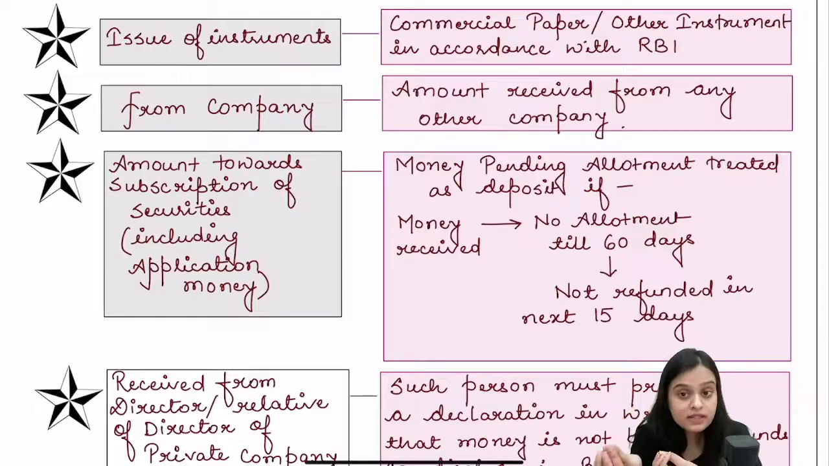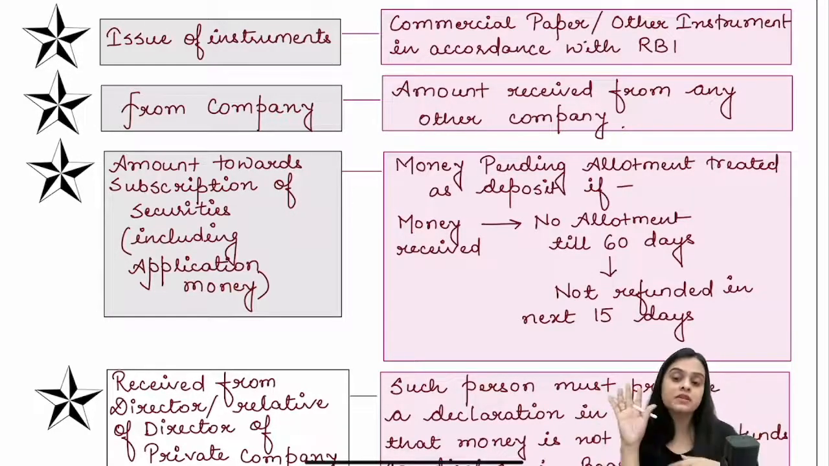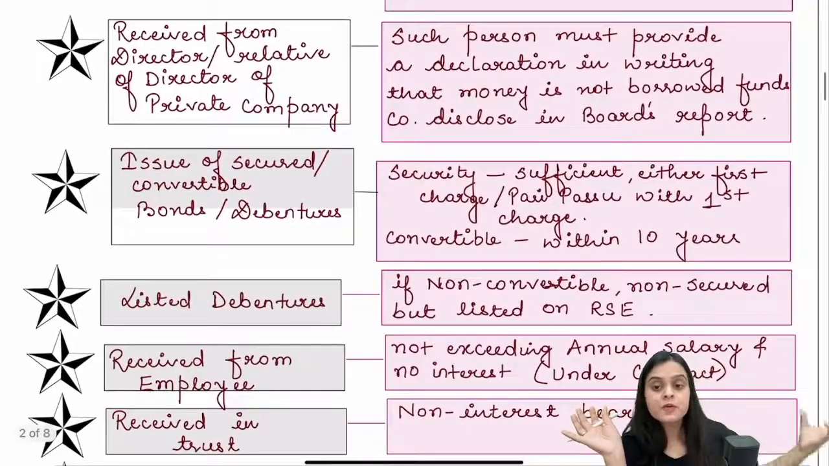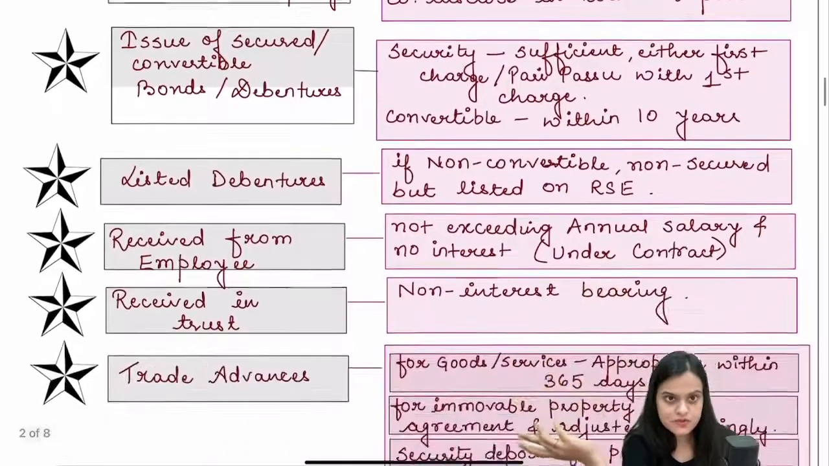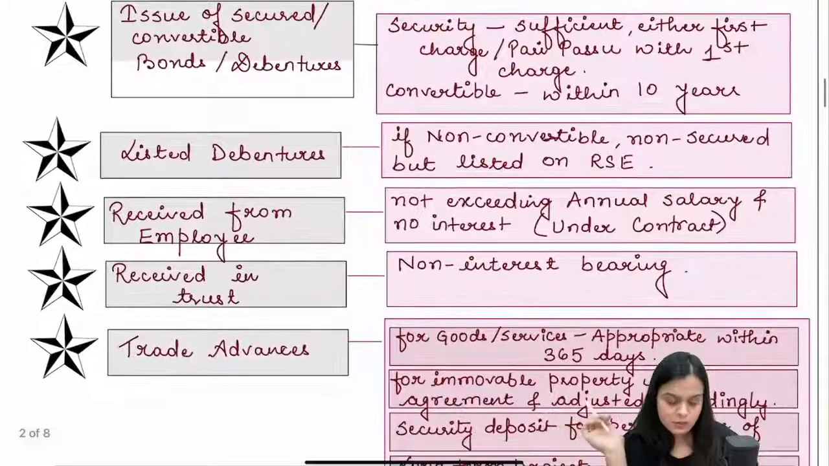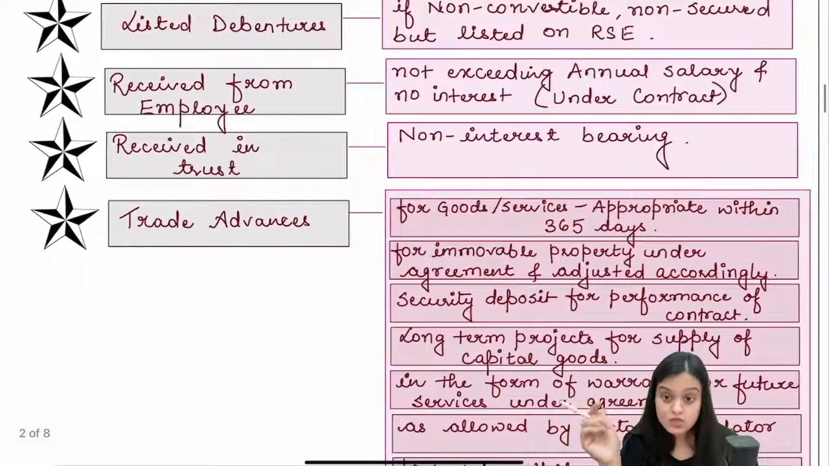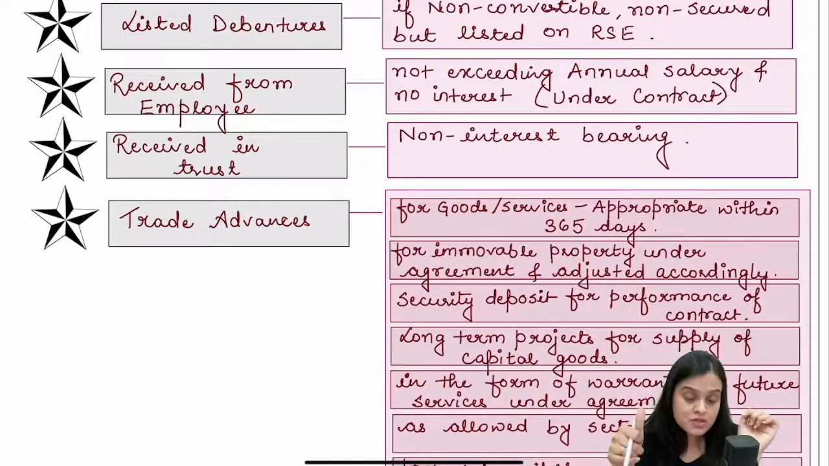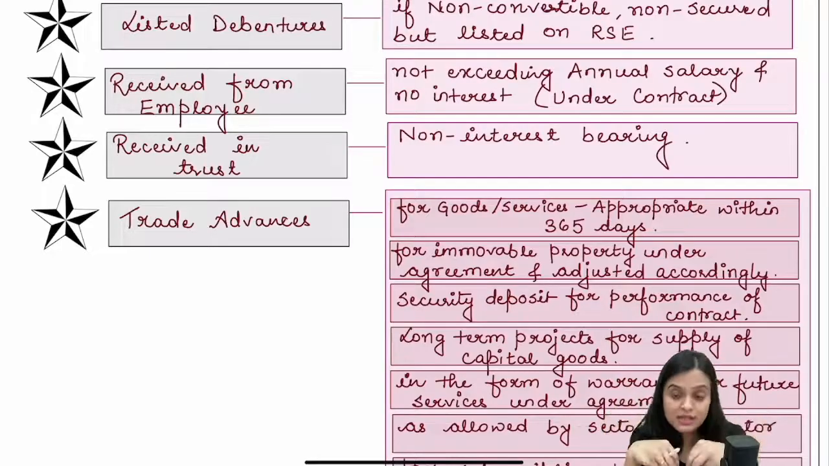If it is not done so, here the time limit is different. If it is not done so, then it will be treated as deposit. Otherwise, that money is not deposit. If you receive from your director of company or from relative of director of private company, it's not deposit. Secured convertible bonds, debentures, listed debentures. So unsecured debentures which are not listed, they are going to be treated as deposits, and you must comply with the provisions which are given for deposits.